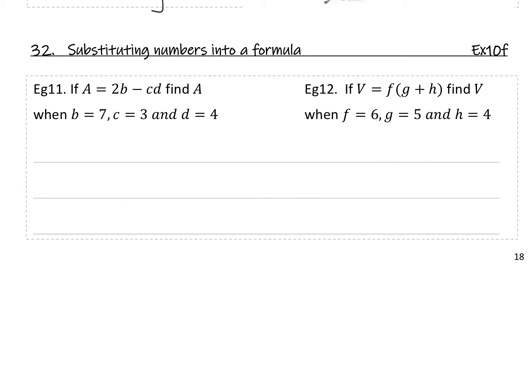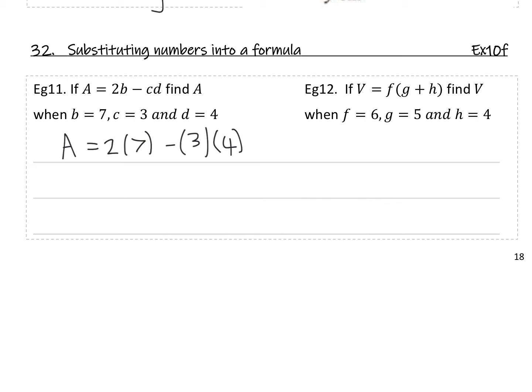Example 11. If A equals 2B minus CD, find A when B equals 7, C equals 3, and D equals 4. So we have the formula that A equals 2B, but we're told that B is 7, so we can substitute, or change, the B to be 7. That's A equals 2B minus CD. So we can change the C to be 3 and the D to be 4.